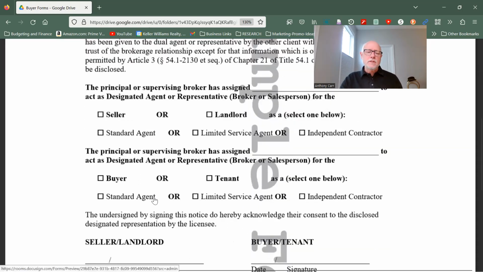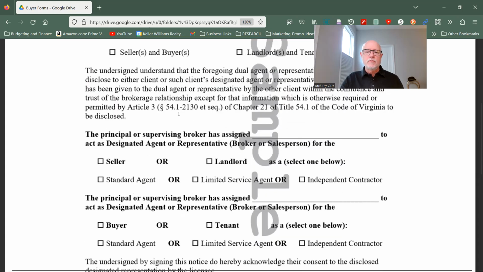So then we have two segments here. The principal or supervising broker has assigned agent A as the designated agent or representative for the seller or the landlord. Then you're saying what kind of agency? Is it standard agency, limited service agency, or independent contractor? Generally, most times it's going to be the standard agency. Okay, we get into limited service or independent contractor, that's a different video.